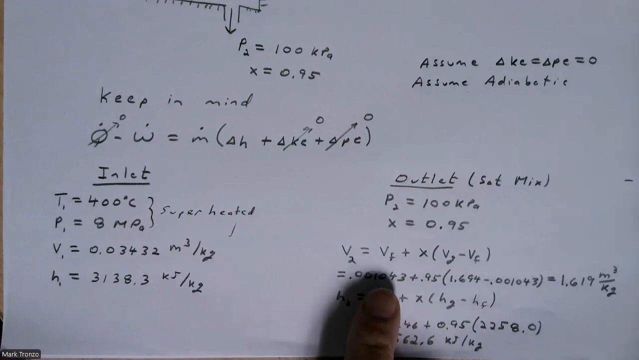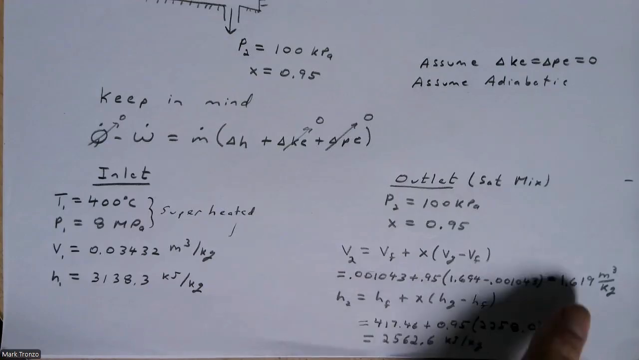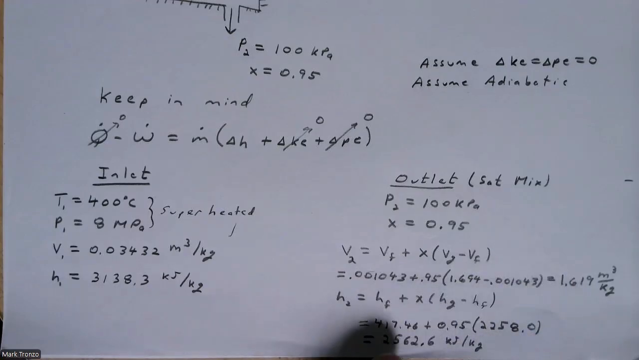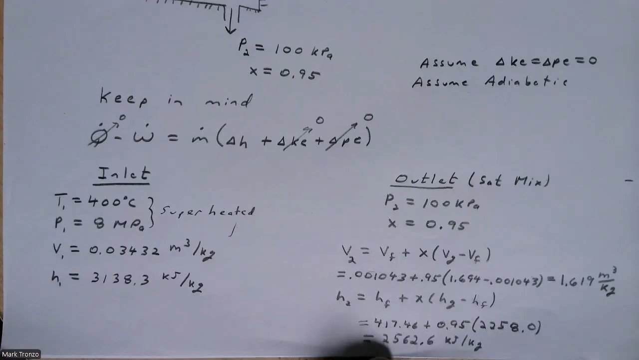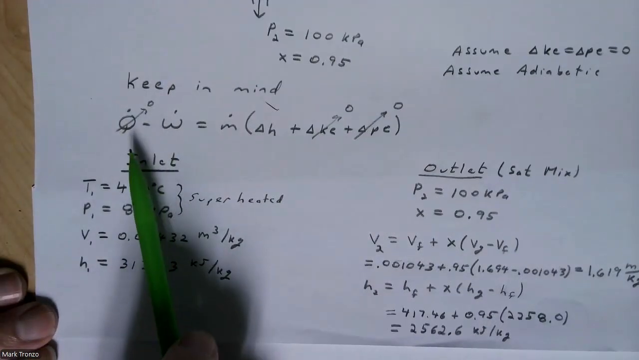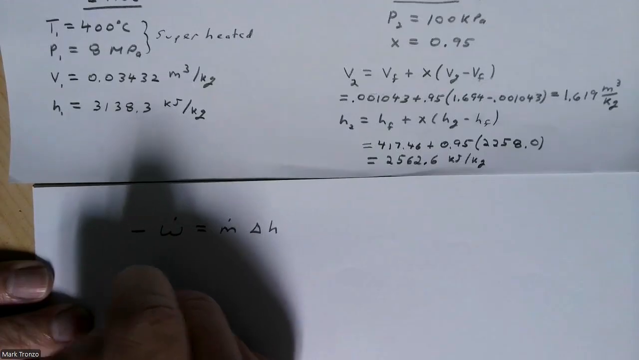So I went ahead and wrote down the VF, VG minus VF, and calculated our V2, and then put in our HF and HG minus HF. As I mentioned, my table has that difference calculated for me, and I found H2. So now we can do the rest of the problem. Just going to apply what we found a minute ago here.